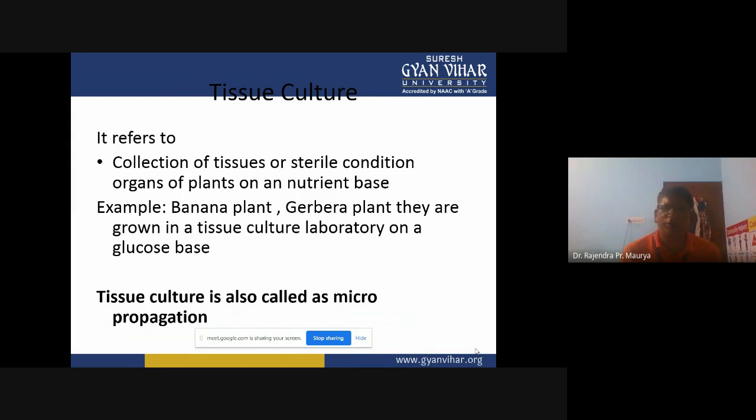We can take from the root tips, from petals, from the leaf segments, or we can say any part. Because I already told you in the totipotency theory, a single cell has an ability to develop a whole plant. That is totipotency. So this one is tissue culture, also known as micropropagation, that we already discussed.